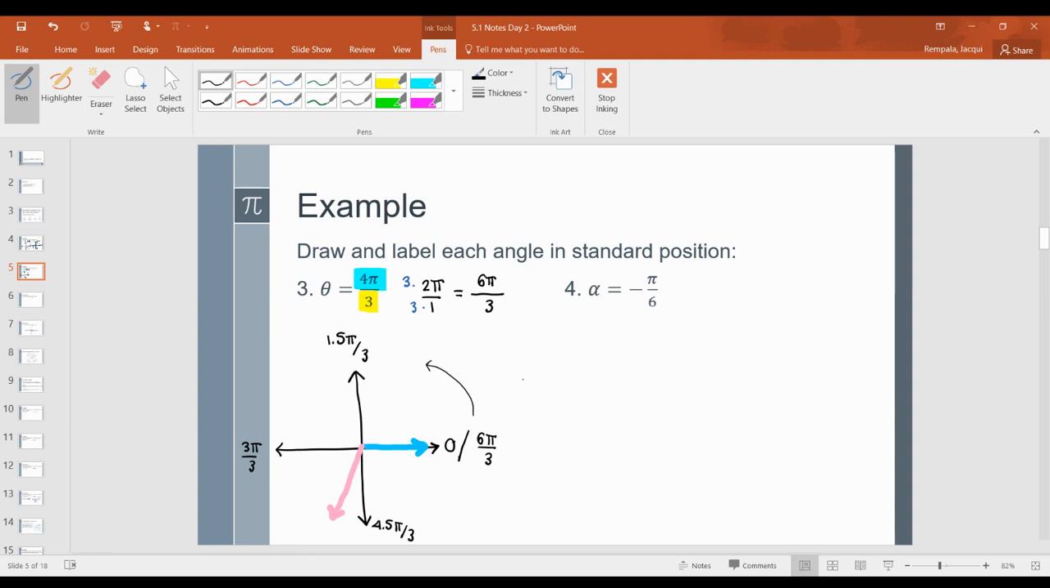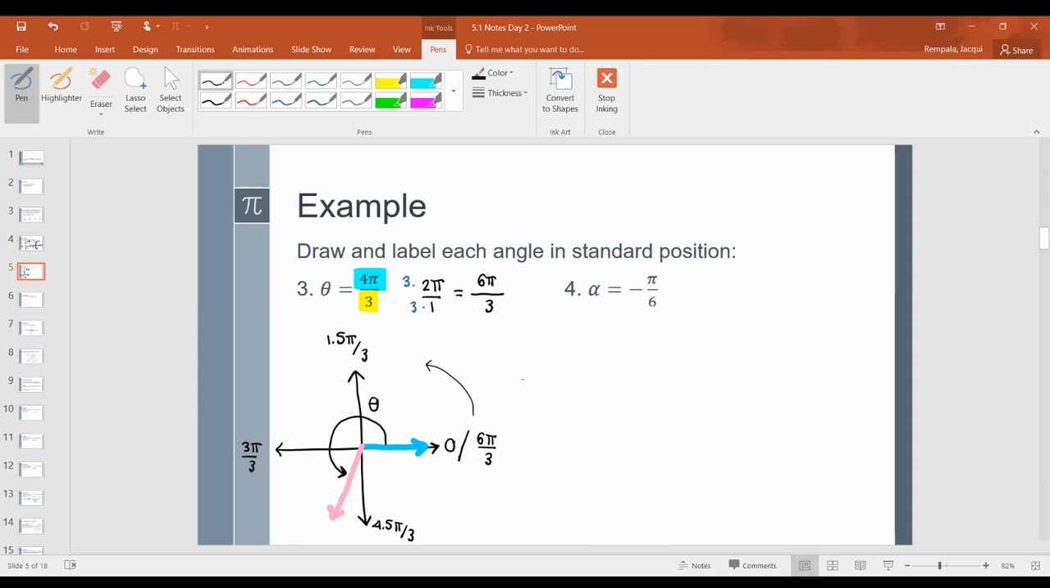And now I have to do my loop. So remember, 6 pi over 3 is one full circle. I don't have to draw a full circle because 4 pi is smaller. So from the initial side, I just have to have my counterclockwise rotation until I get to that third quadrant. And that is the picture of my angle in standard form.